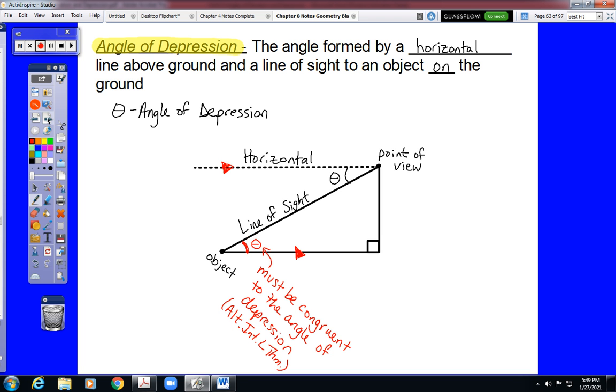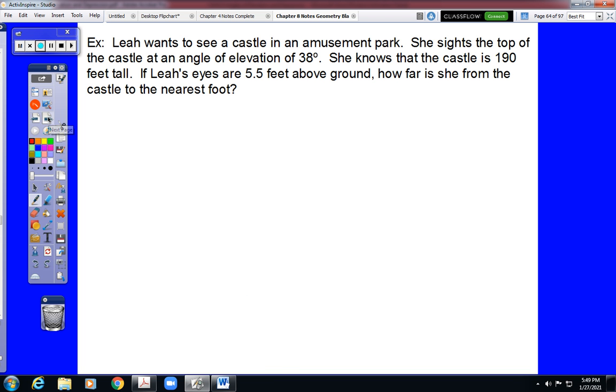Okay? All right. So we're going to do a couple of examples here to illustrate how to do these problems. This first video will cover the angle of elevation examples, and then I will start a second video for the angle of depression simple examples, and there will be one final video for the advanced problems.